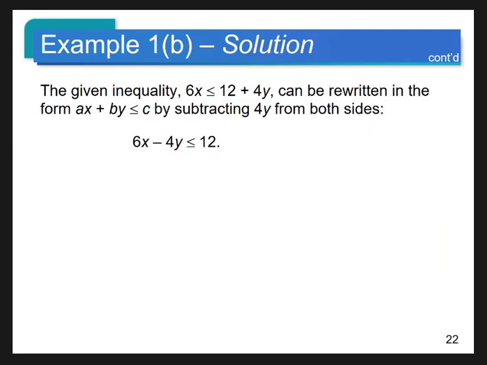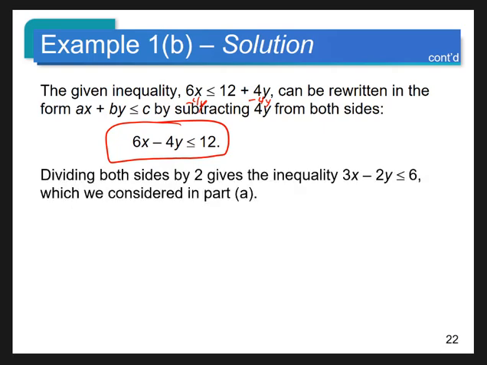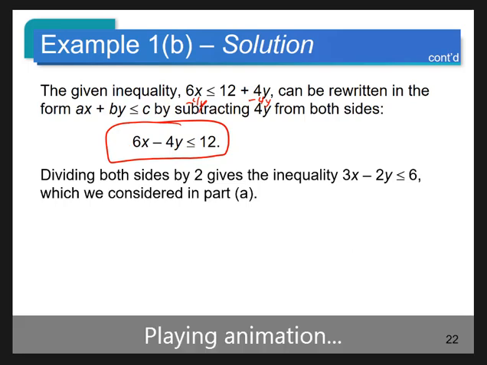For the next example, 6x is less than or equal to 12 plus 4y. We can rewrite this into standard form. I can subtract the 4y from both sides to get 6x minus 4y is less than or equal to 12. 12 divided by 6 is 2, so 2 is our x-intercept. 12 divided by negative 4 is negative 3, so negative 3 is our y-intercept. They're dividing by 2 to simplify the inequality. We really don't have to. We're going to get the same line either way.